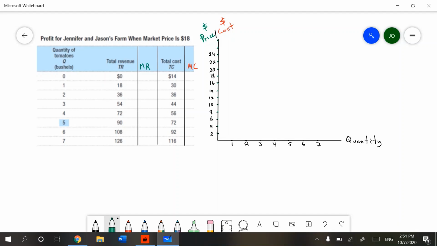Let's begin with marginal revenue. Marginal revenue in this specific example is easy because the price is always 18. If you notice what happens when we go from 0 to 1, 1 to 2, 2 to 3, and so on, our revenue always increases by 18. 18 minus 0 will be 18. 36 minus 18 is 18, and so on and so forth.